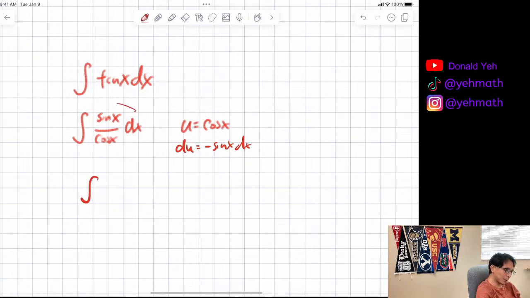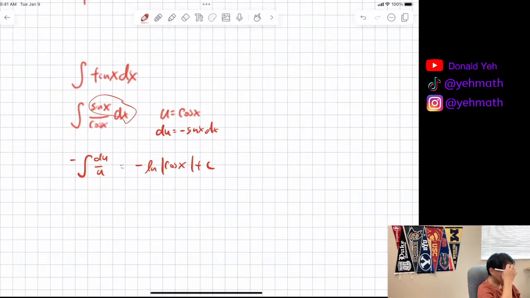So sometimes you can just look at this. It's already like this, so it'll be negative du over u. So it'll be negative natural log of cosine of x plus c, and that's the easy one.